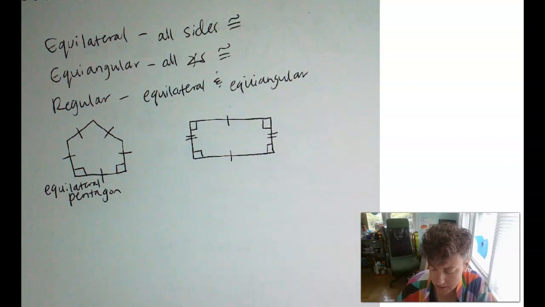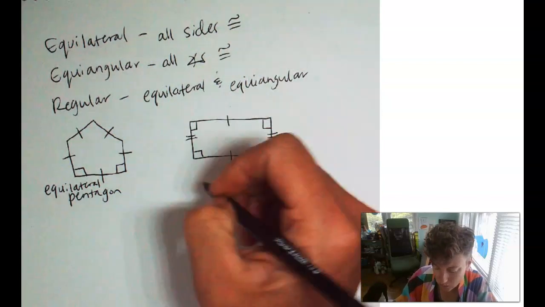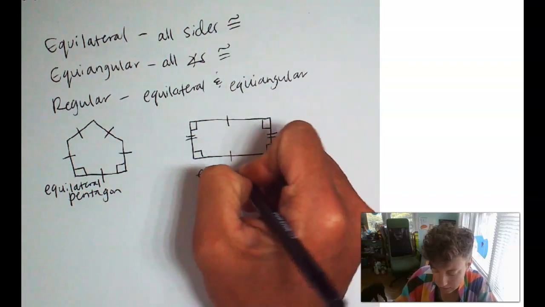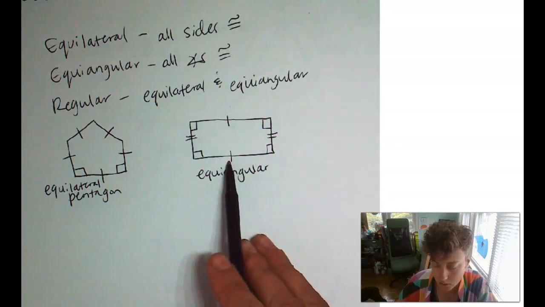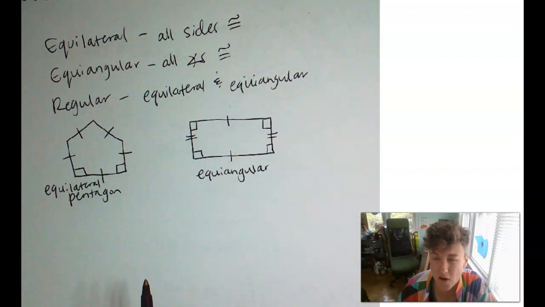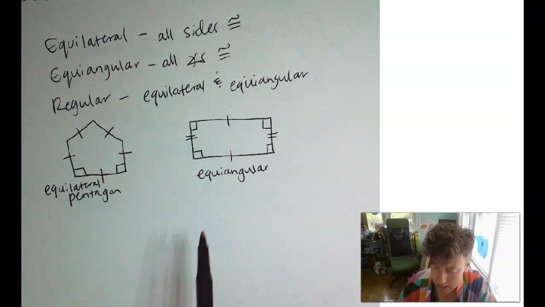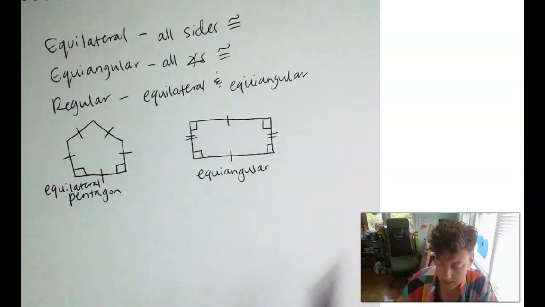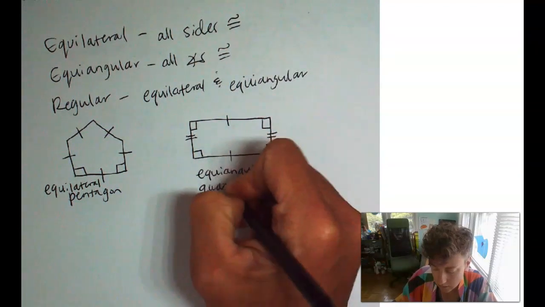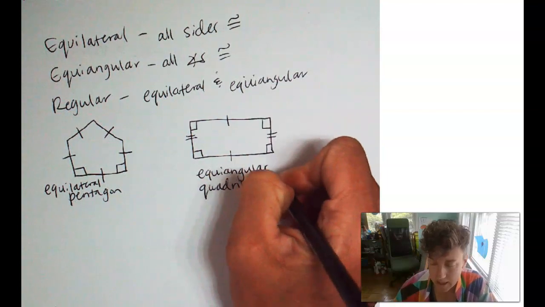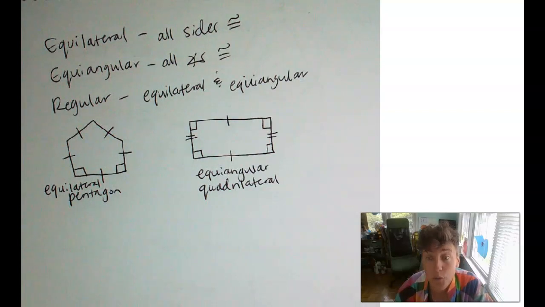Alright, how about this guy over here? We've got 4 right angles that are marked, so we know it's equiangular. These 2 sides are marked congruent, and these 2 sides are marked congruent, but not all 4 sides are marked congruent, so it's not equilateral, so it's not regular. And it's got 1, 2, 3, 4 sides, so this is an equiangular quadrilateral. And this guy will have a special name. We'll talk about that later. It'll be called a rectangle.